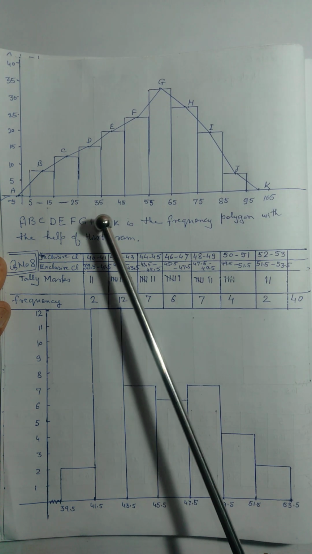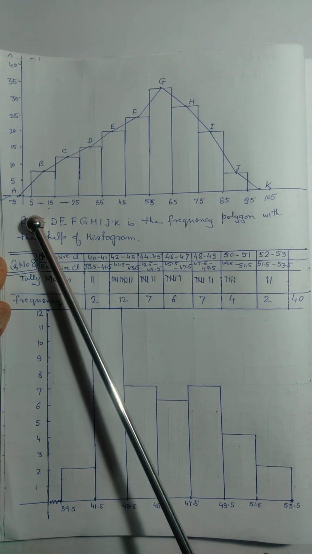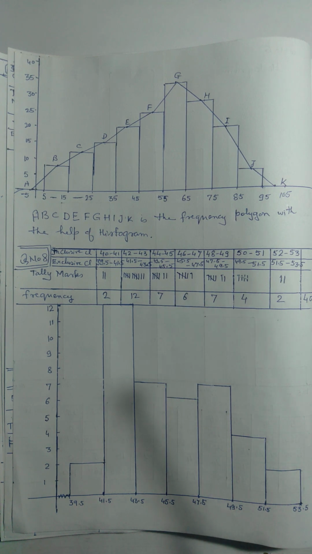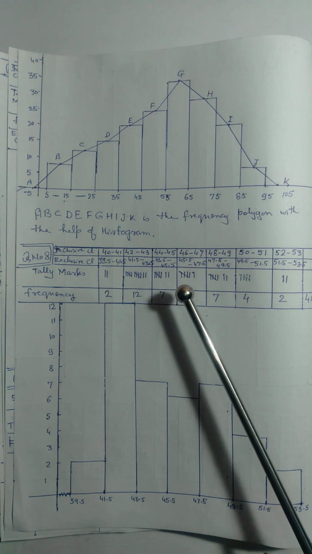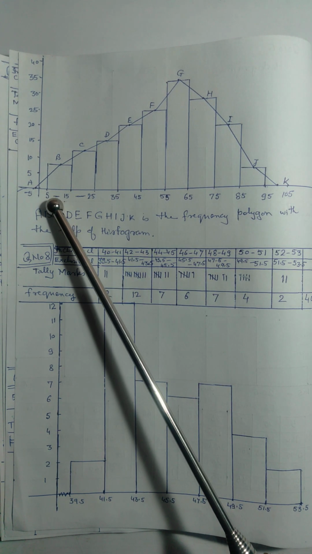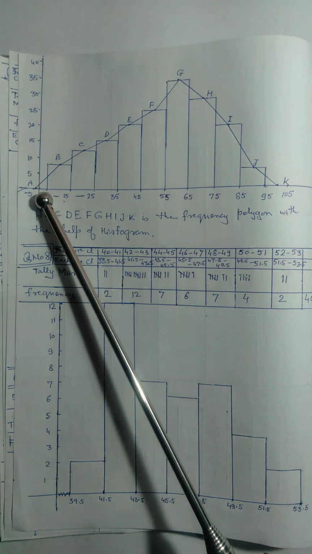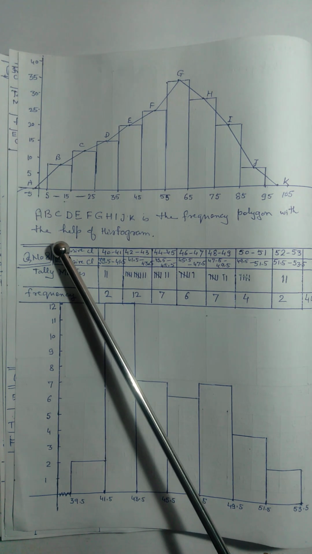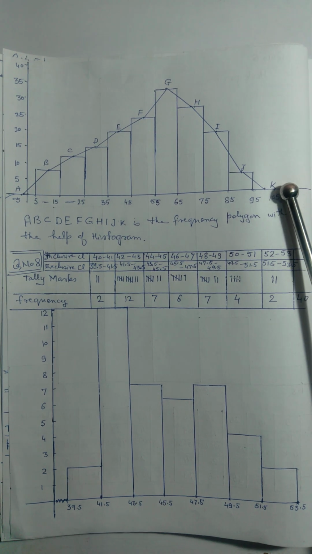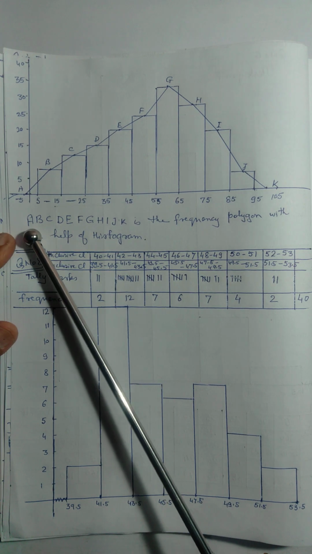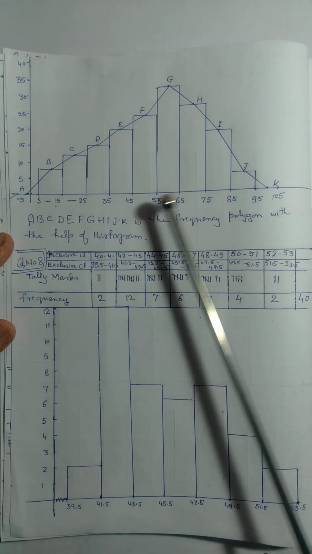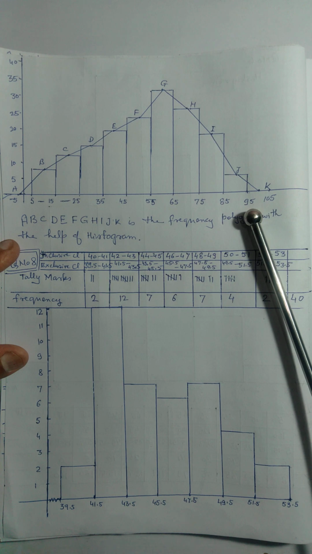Why is it done? It is done to make the frequency polygon. A polygon is always a closed figure; polygon means a closed figure of different sides. So in order to make the frequency polygon, we have to take two more classes at the extreme sides, the left-hand side and the right-hand side. Here I have taken -5 to 5. Here it is 105 to 95.